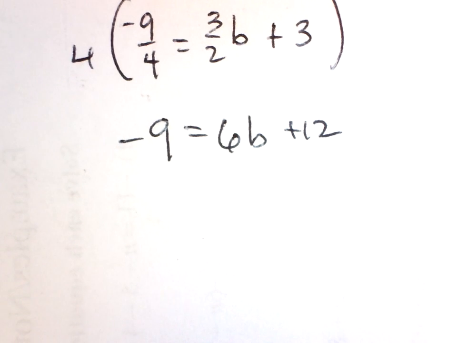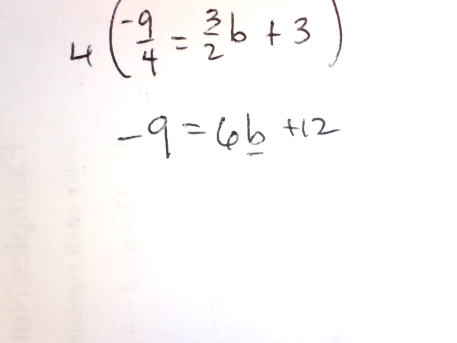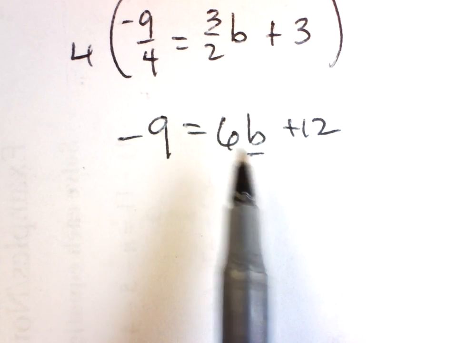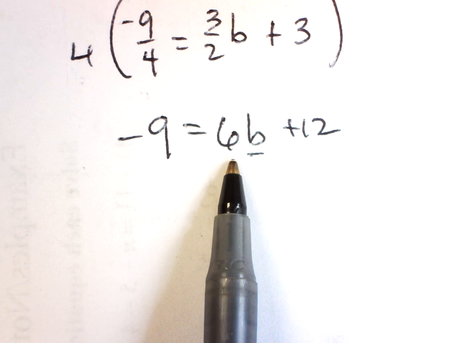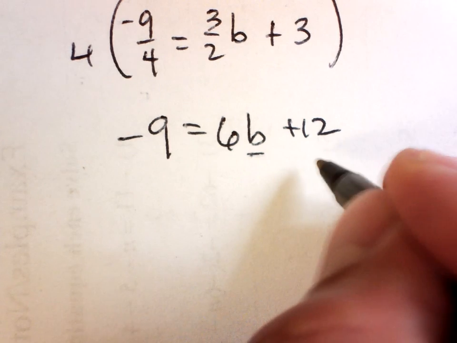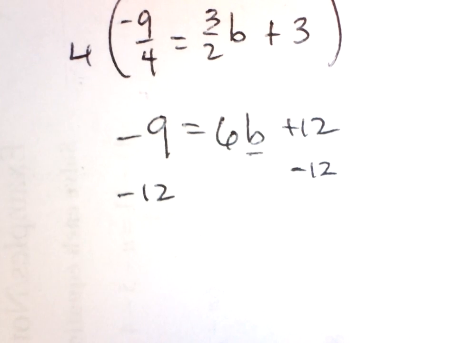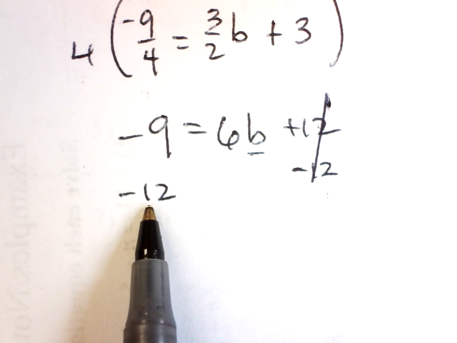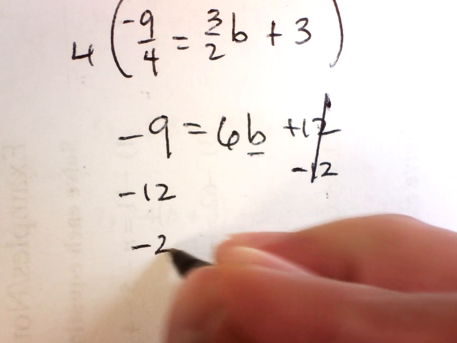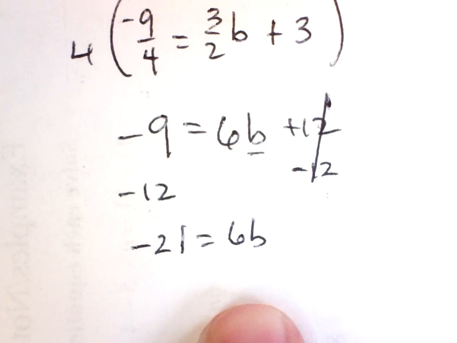Now I'm going to solve it like I would any other problem. I'm trying to get this letter, the b, all by itself. Right now I have the 6, which is touching the b. That means multiplication. And then I have a plus 12. I need to get rid of this plus 12, so I'm going to minus 12. And then I will minus 12. So this plus 12 and this minus 12, they cancel each other out. Over here I have -9 minus 12, so it's -21 equals, and now over there all I have is 6b.